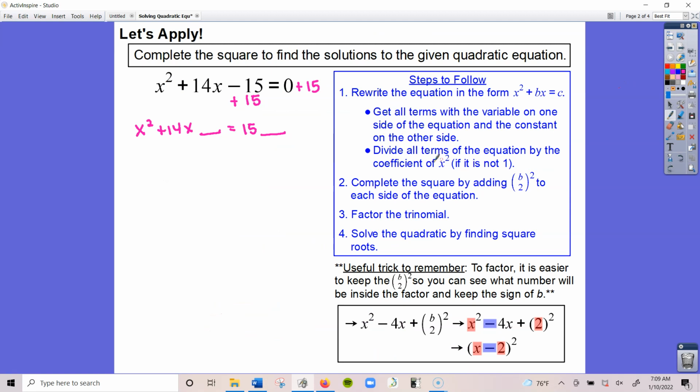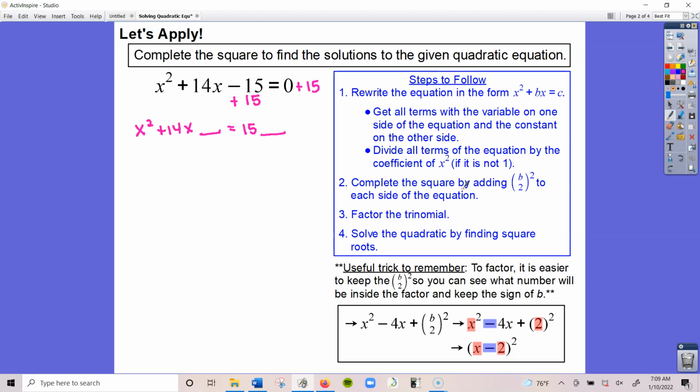So I put here as an additional step, in case this was not so clear cut, get all the terms with the variable on one side of the equation and the constant on the other side, which is what I did here. Divide all terms of the equation by the coefficient of x squared if it is not 1. So here, this is 1, so we didn't have to worry about it. But if there was a number here, we would divide everything by that number.